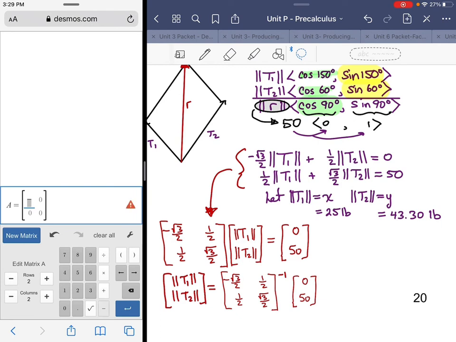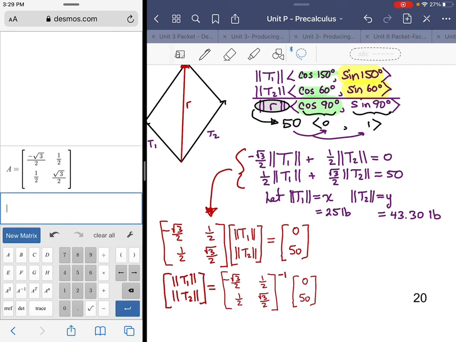So what we do is we put in a new matrix. It's a 2 by 2 square matrix. So I type in this information. All right, so I'm going to put in the fraction. It works the same way as an ordinary Desmos calculator. Negative radical 3 over 2. Then you have the 1/2. You got another 1/2. And then you got the positive radical 3 over 2. All right, so that's matrix A. Lock it in. Then the other vector you can call whatever you want.